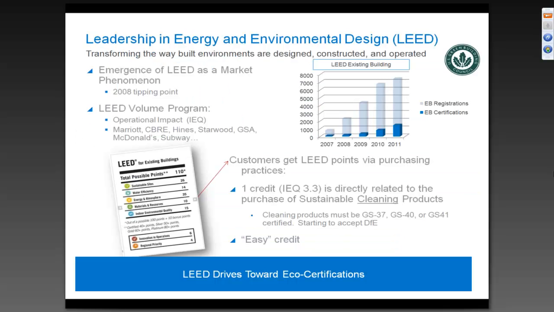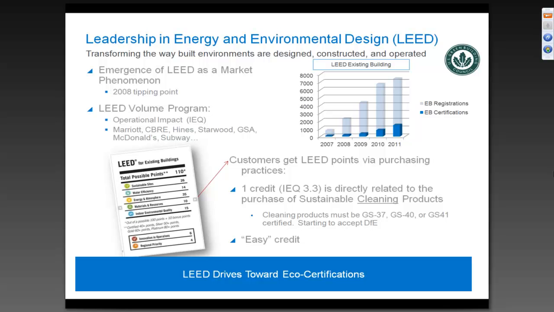So to get a little bit more specific about the growth of LEED, the graph in the upper right-hand corner, the dark blue, shows the current, as of 2011, existing buildings certified. But at that point in time, there were many, many more registrations in process. That means that a project had been started and was underway.